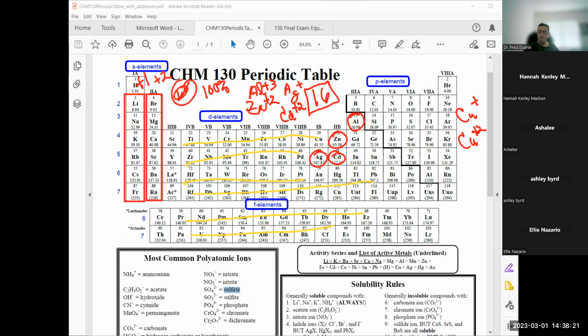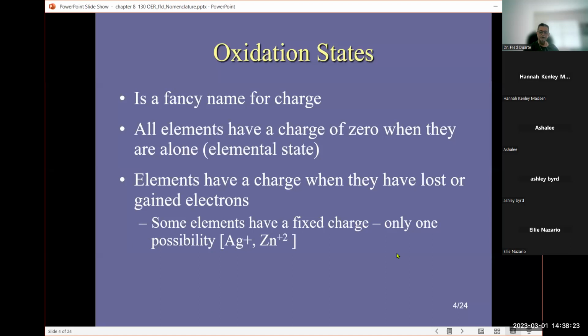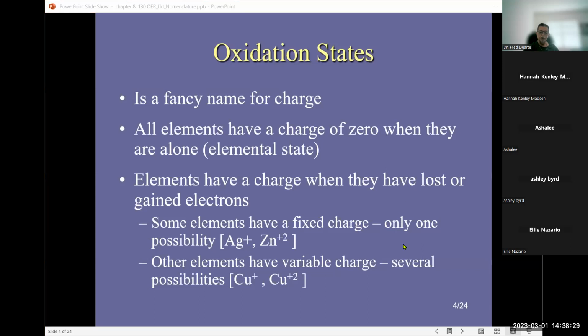I call those a sweet 16 because their oxidation state is constant 100% of the time. 16 elements. All the other metals, the state can vary. And there's an example: copper could be copper 1, copper 2, totally different compounds. One of them is a blue color, one of them is a green color. Different properties, different everything. The only difference between them is the number of electrons.